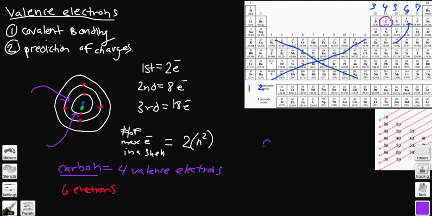When carbon has 4 valence electrons, it's neutral. It doesn't have a positive charge, and it doesn't have a negative charge. But let's say somehow carbon only has 3 electrons now. It's missing 1 electron. An electron has a negative charge, right? So if you lose 1 electron, what kind of charge will carbon get? Well, carbon will get a positive charge.